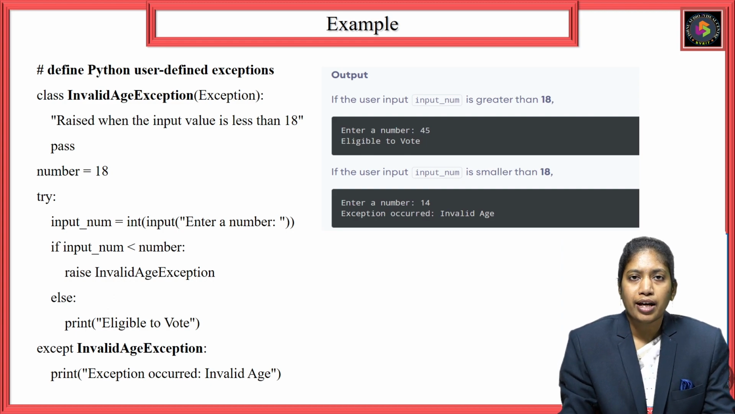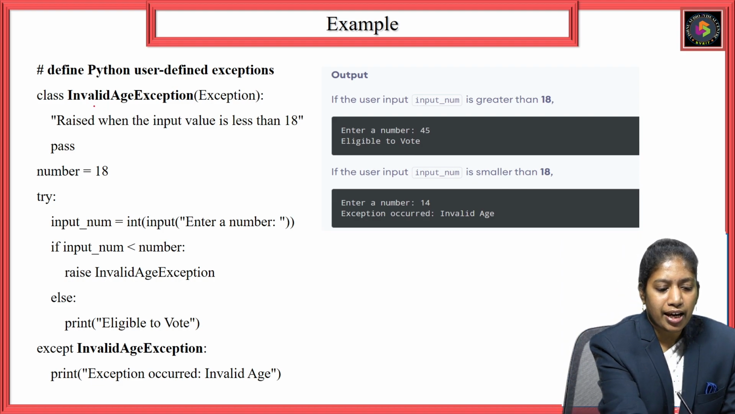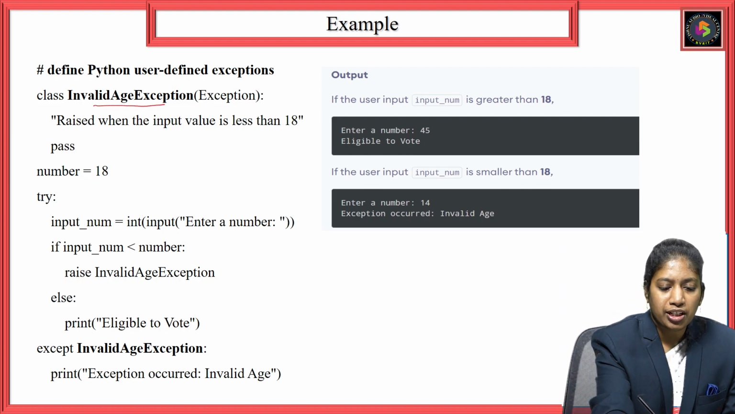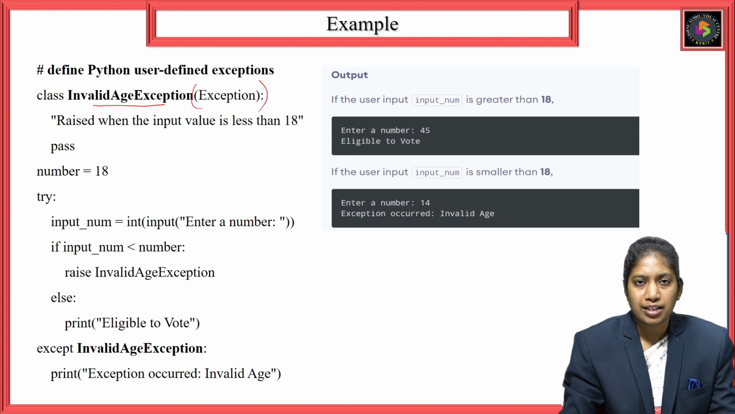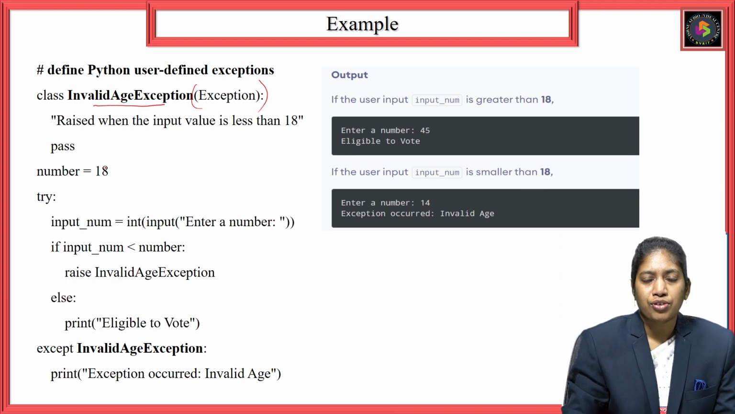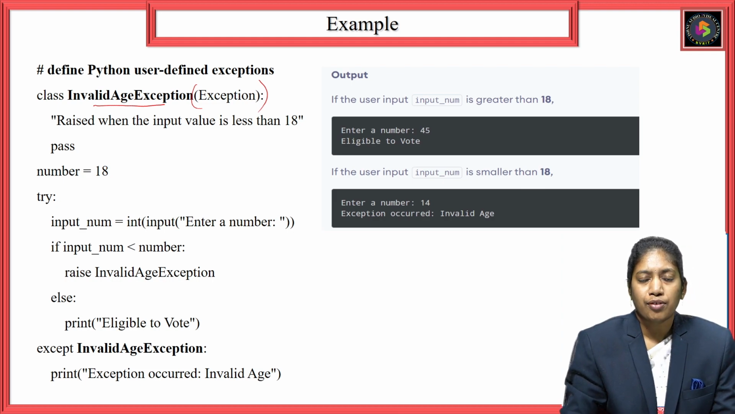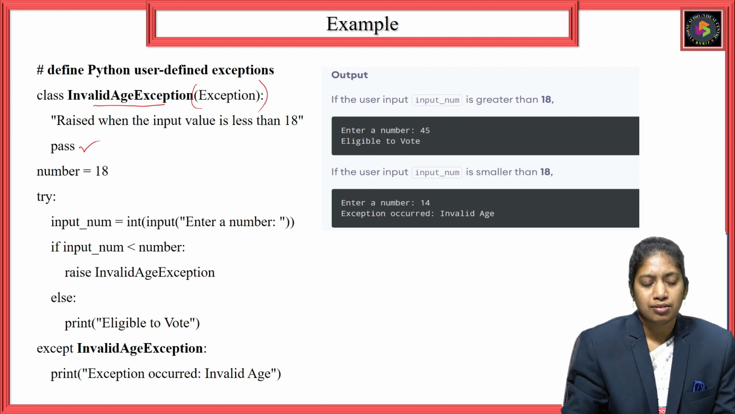So this is about an invalid age for giving vote. So I have taken a class named invalid age exception that must be derived from the base class exception. So here when the input value is less than 18, it has to raise an exception. That is my criteria. First, I am not writing anything in a class. If we do not write anything in a class, definitely it will raise an error. So we need to mention a pass.